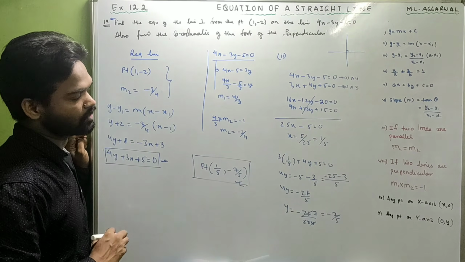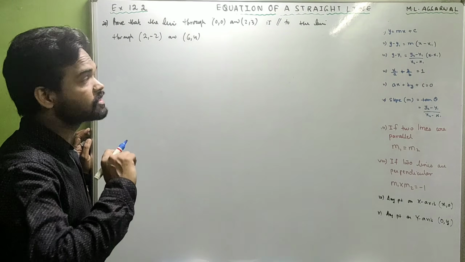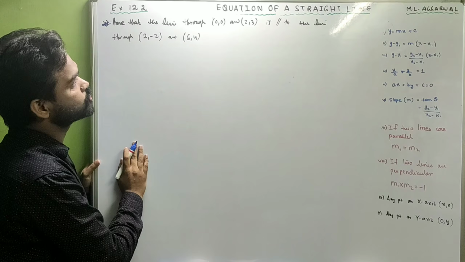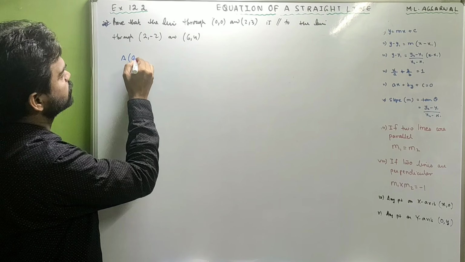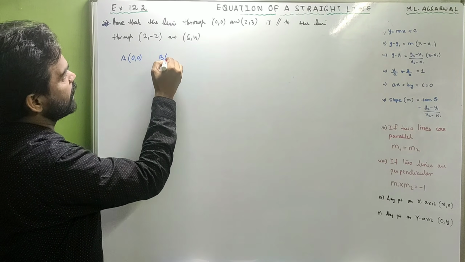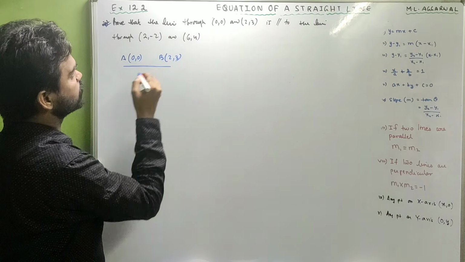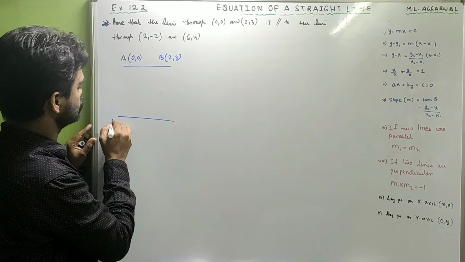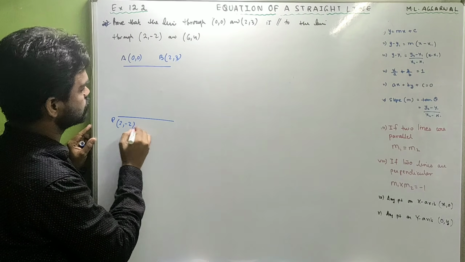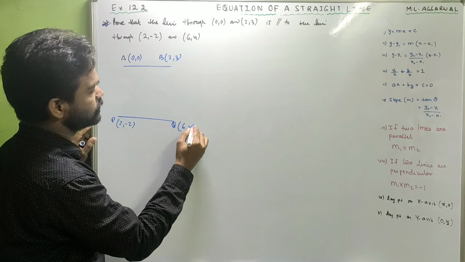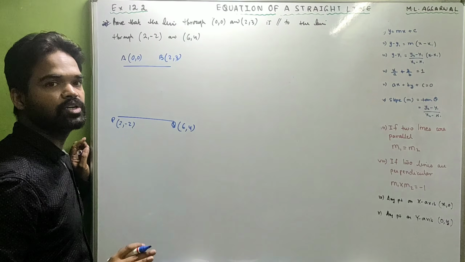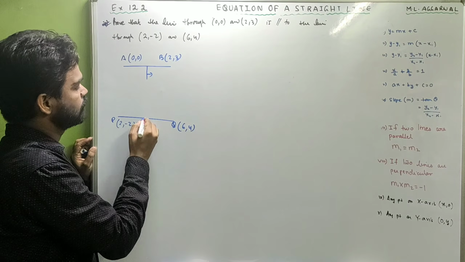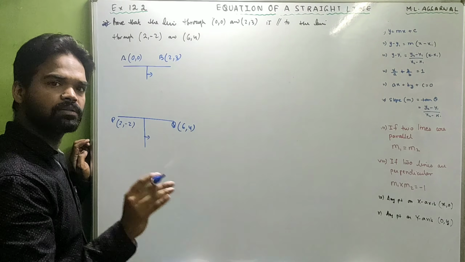Okay, now let us look at the next sum. Now let us look at sum number 20. Prove that the line through the 2 points 0 0 and 2 comma 3 is parallel to the line through, suppose, P 2 comma minus 2 and Q 6 comma 4. These two lines are parallel, we need to prove. Very easy. Find the slope over here, find the slope over here. If they're equal, they're parallel.